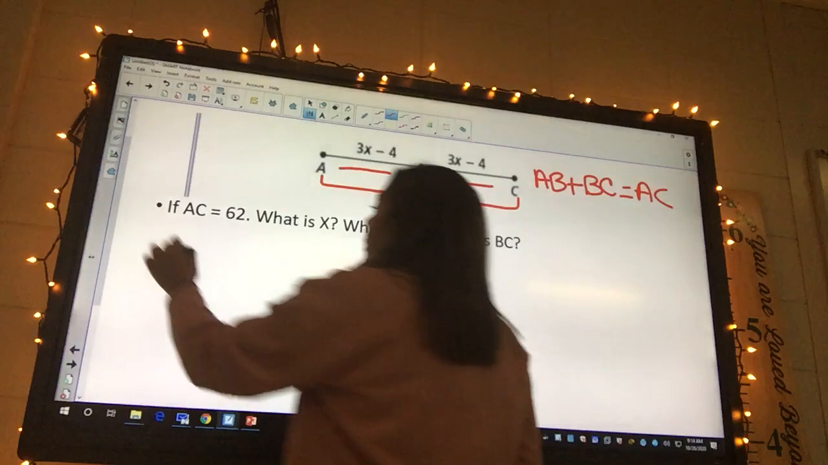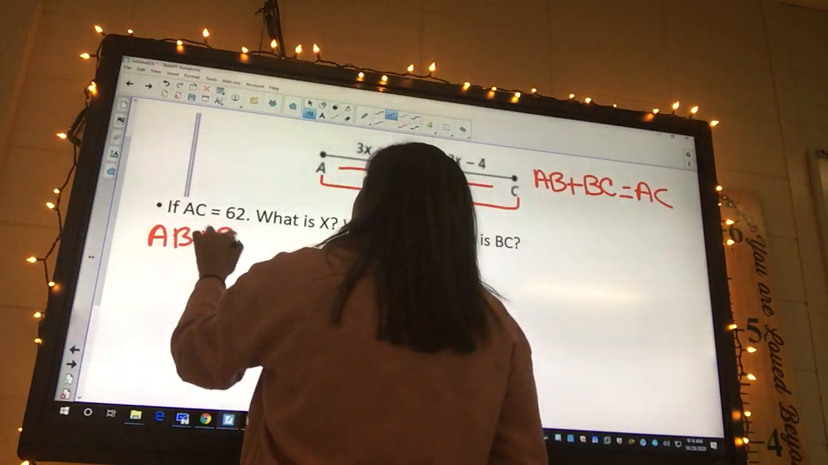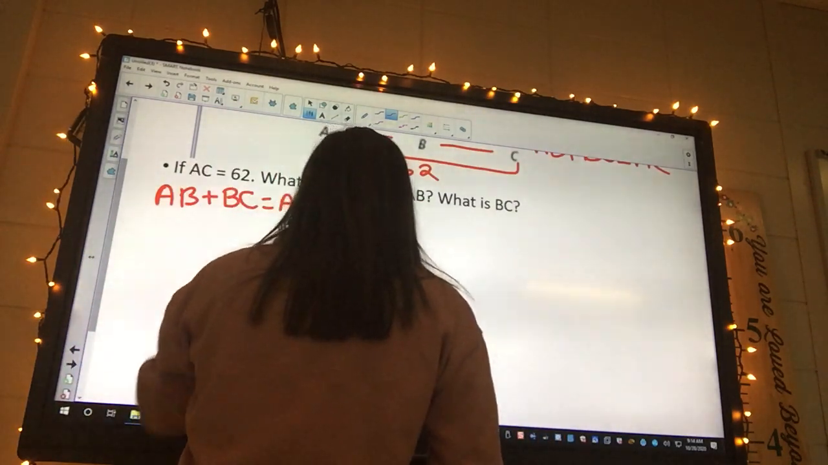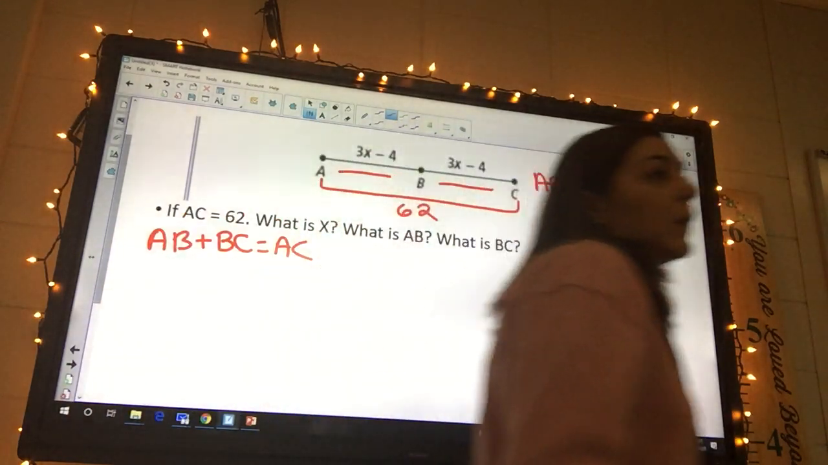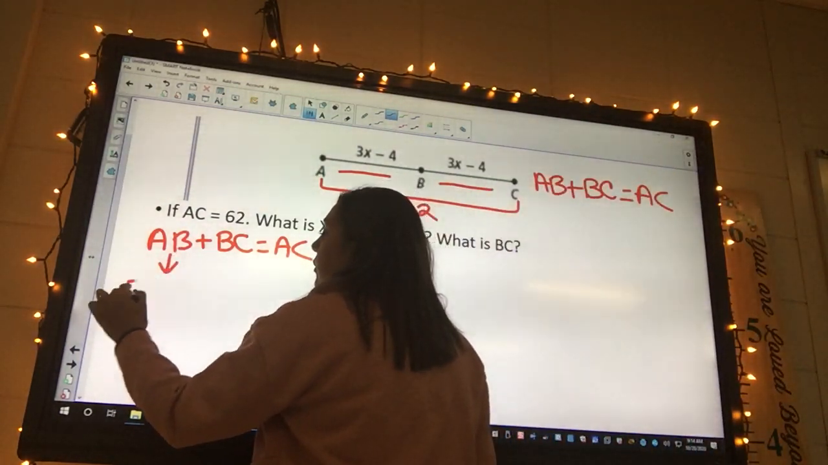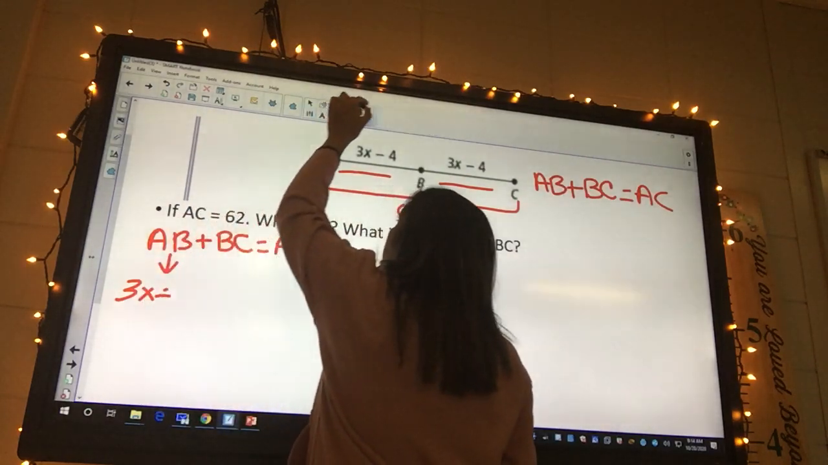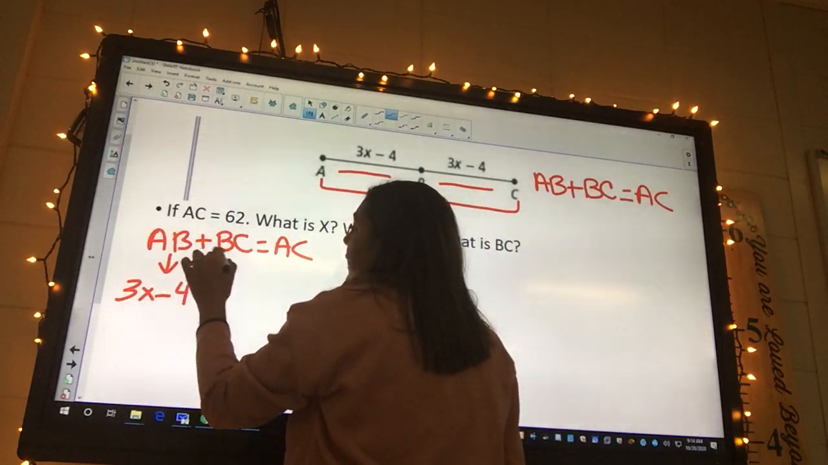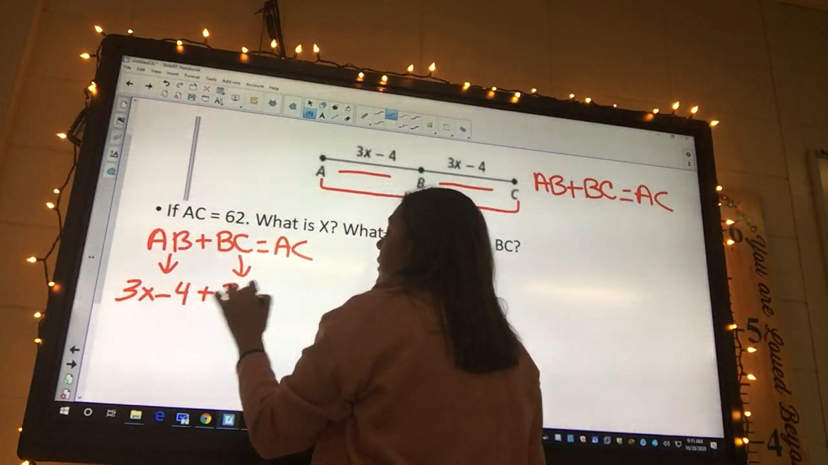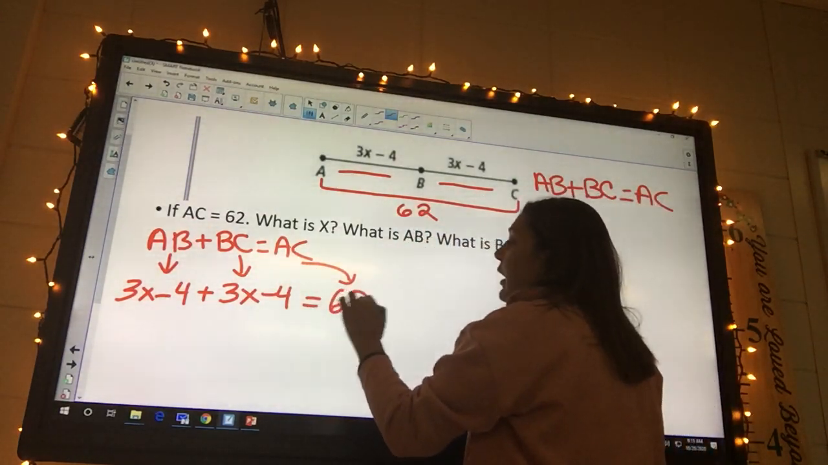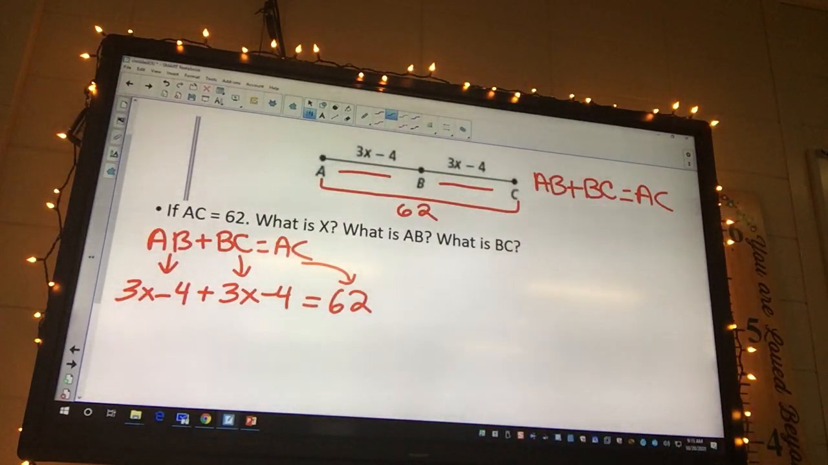I'm gonna write that down here: AB plus BC equals AC. And Sammy already said AC equals 62. What is AB? According to our diagram, what did they say AB was? 3x minus 4. So we can put that right underneath here: 3x minus 4. What is BC? 3x minus 4 equals, what is AC? 62. Okay, so right now I got 3x minus 4 plus 3x minus 4.